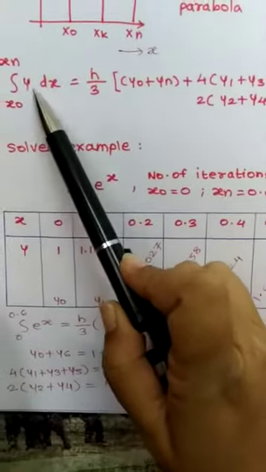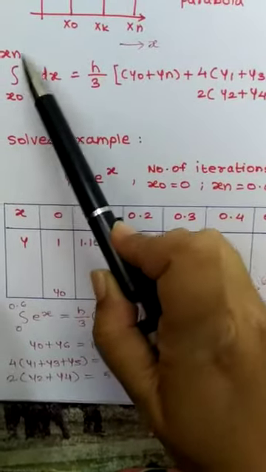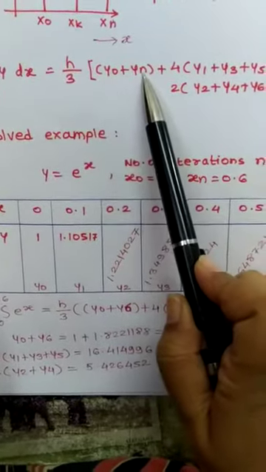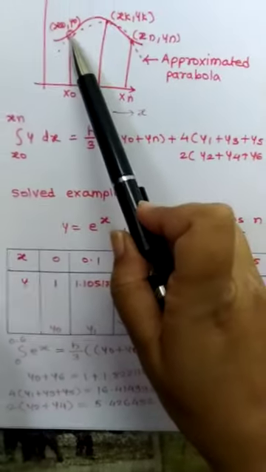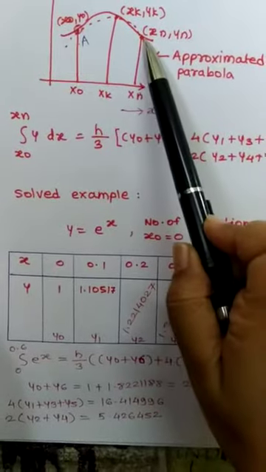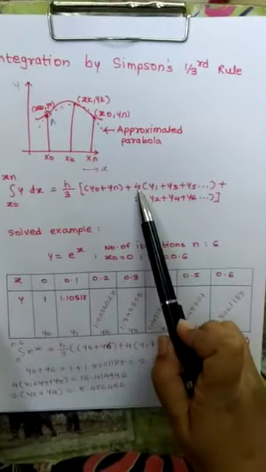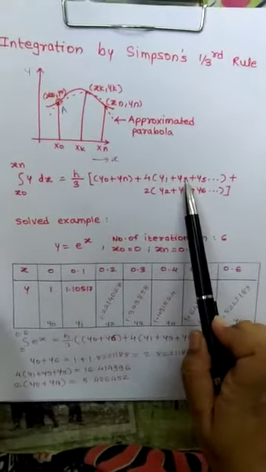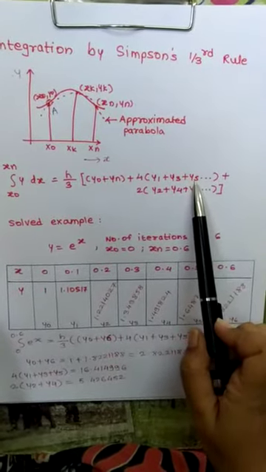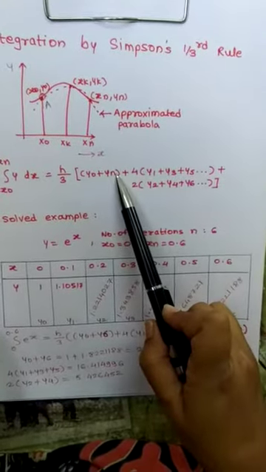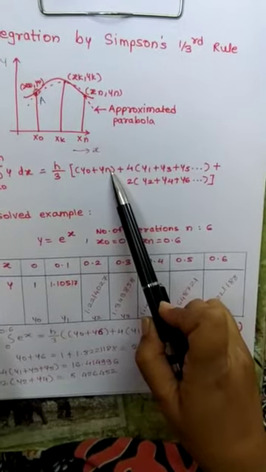Integration of y dx with the limits x0 to xn is equal to h upon 3 in brackets y0 plus yn. Here y0 is the initial value of the function at the corresponding value of x0, yn is the final value of the function at the corresponding value of xn, plus 4 times you have to take all the odd values of the function, that is y1 plus y3 plus y5. You have to take care that the last odd term should be less than yn. When we solve the problem, it will be more clear to you.